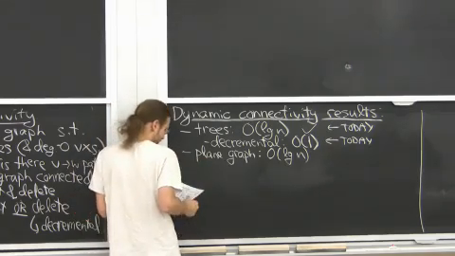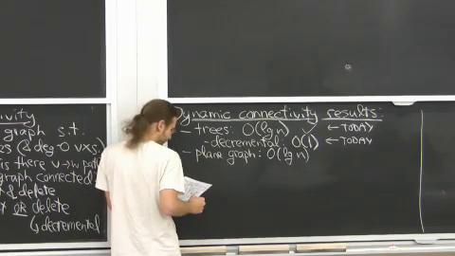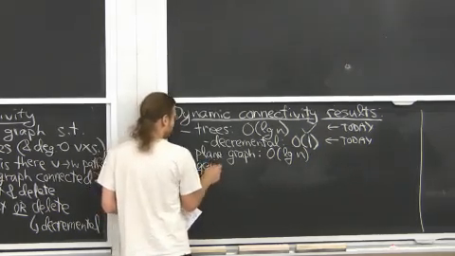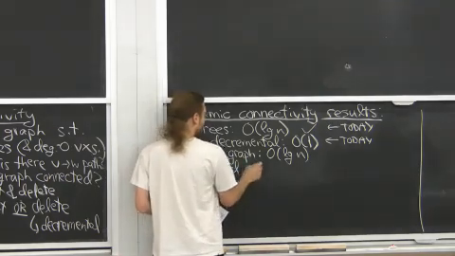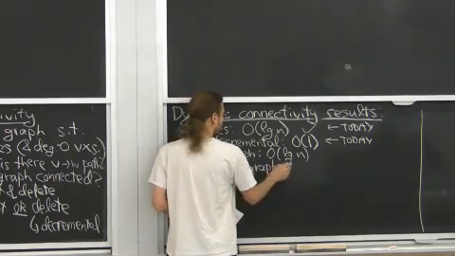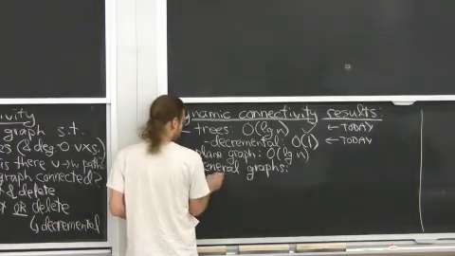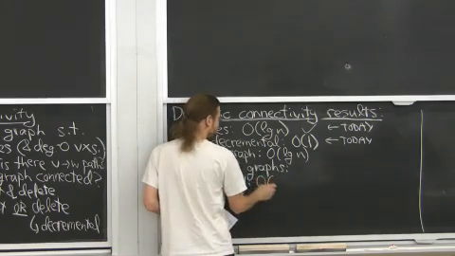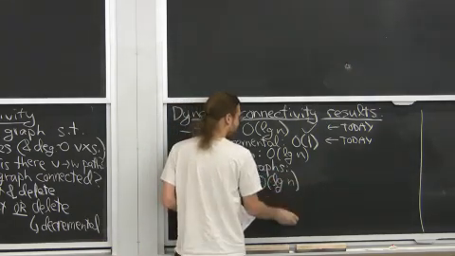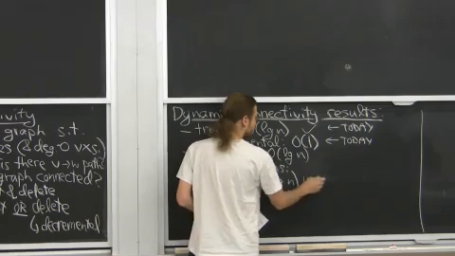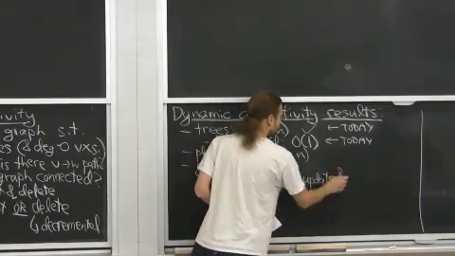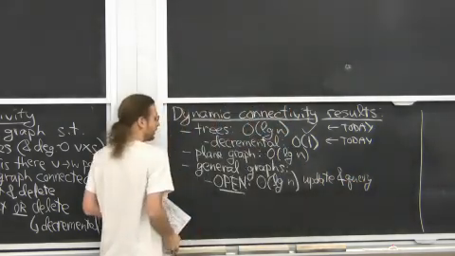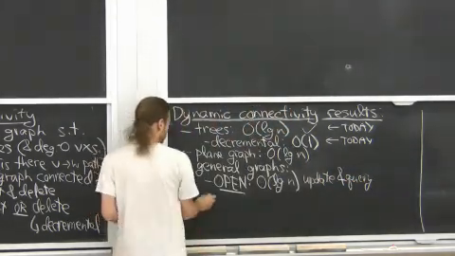So that's something you can do in log n. But the big question is for general graphs, can you do log n per operation? That's an open problem, probably the central open problem in dynamic connectivity. But we're not so far away from that.